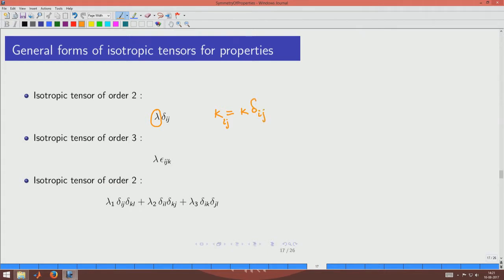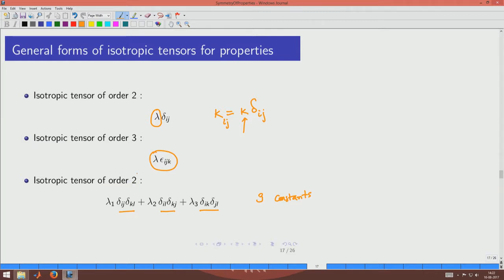So, which means that you need only one number to represent the thermal conductivity of a liquid, and for the purpose of the tensorial nature to be maintained, you just use the Kronecker delta, so that it is a tensor of order 2, okay, and so on. Similarly for the tensor of order 3, you have got the Levi-Civita tensor helping you with the isotropic tensor of order 3, and for isotropic tensors of order 4, you can combine 2 Kronecker deltas in 3 different ways to arrive at a most general form having 3 constants for an isotropic tensor of order 4.